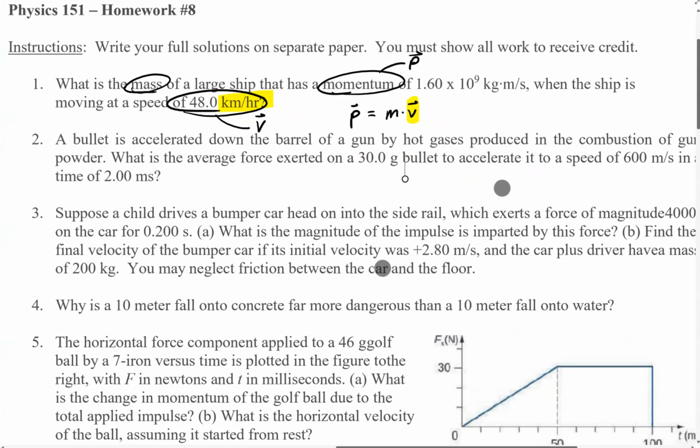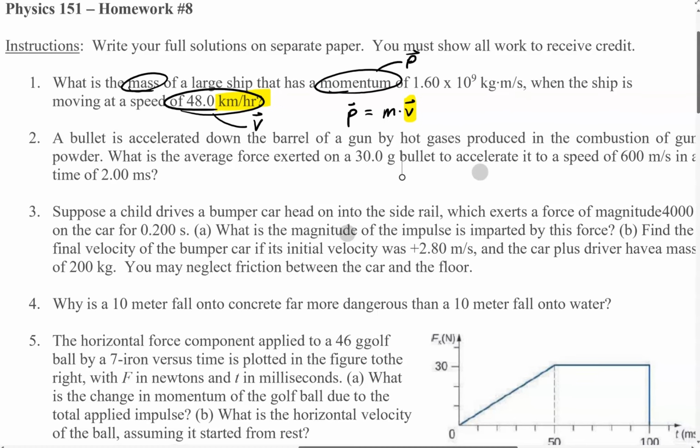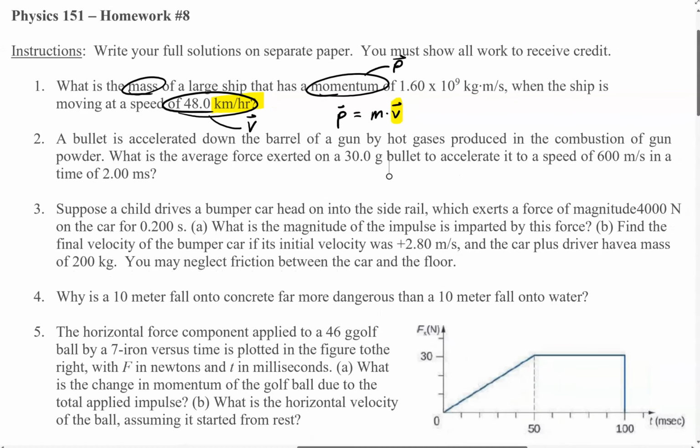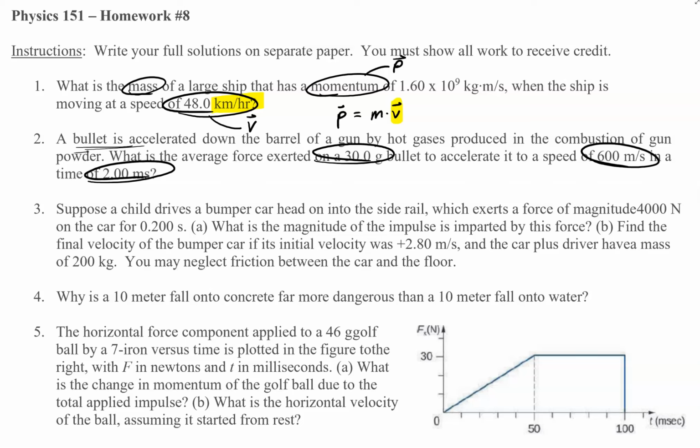In question 2, we have a bullet that's accelerated down the barrel of a gun, and it was the combustion of the gunpowder that did that. Apparently there was an average force exerted on a 30-gram bullet to accelerate it to a speed of 600 meters per second, and it took 2 milliseconds to complete that task. So I think the assumption here, since we're talking about a bullet in a gun, is that its initial velocity needs to be 0, and we'll use this velocity down here as our final velocity.